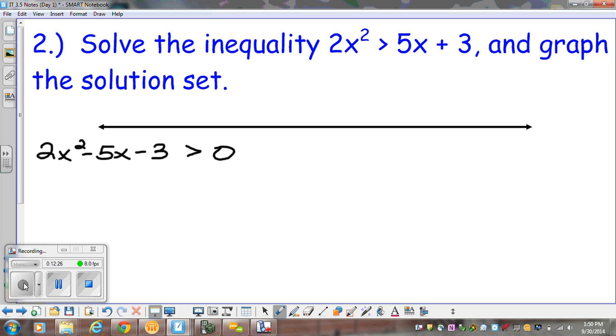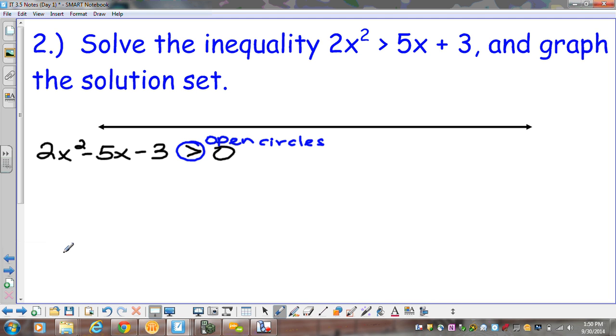Now, before I go any further, this is just greater than. It's not greater than or equal to. So when I mark my critical values, am I going to put an open circle or closed circle? Open. So once again, this right here means I'm going to have open circles. All right, not closed. Closed would mean greater than or equal to. But it's just greater than, so I just want open circles.